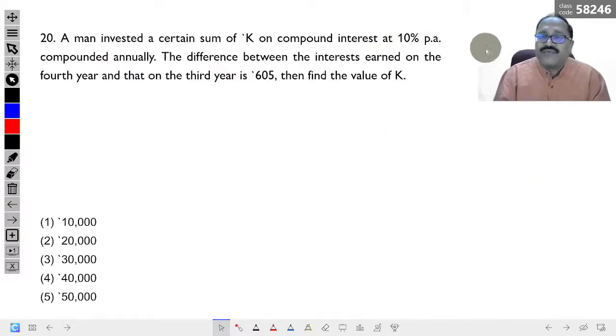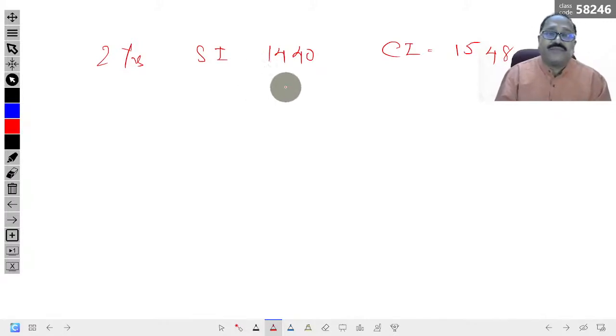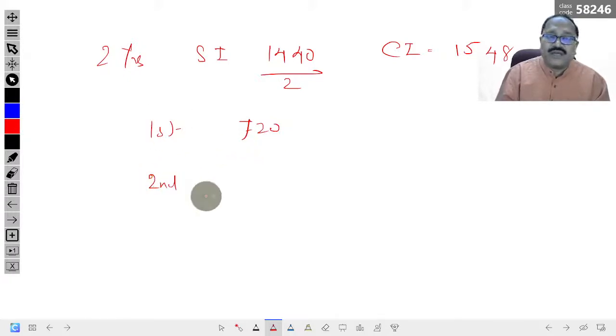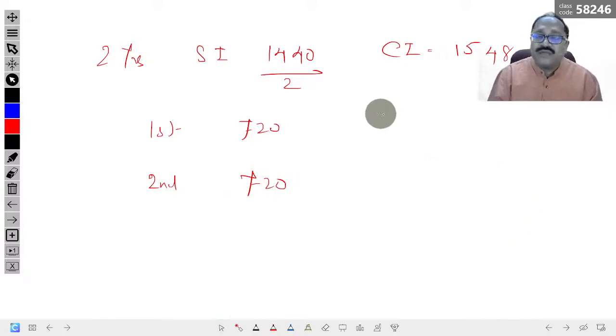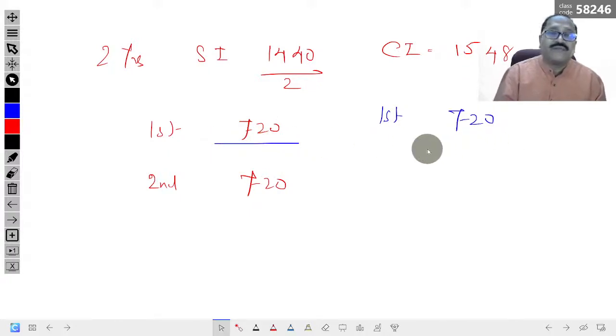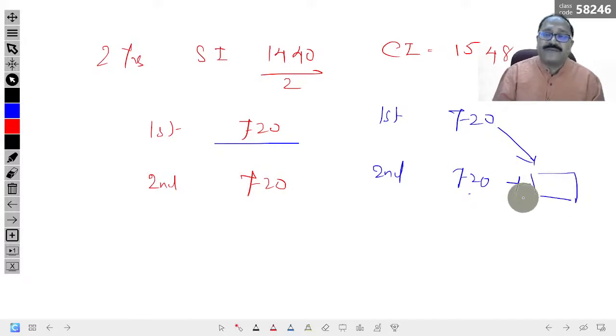1548. So SI तो every year same होता है. So what is for 1 year, divided by 2, that is 720. So first year SI is 720, second year SI is also 720. What about CI? अभी आ जाइए CI में. So फर्स्ट ईयर जो SI होता है CI भी वही होता है, 720. Now सेकेंड ईयर क्या होगा? So सेकेंड ईयर 720 interest on the principal plus interest on the previous interest, यही एक्स्ट्रा हो जाता है.